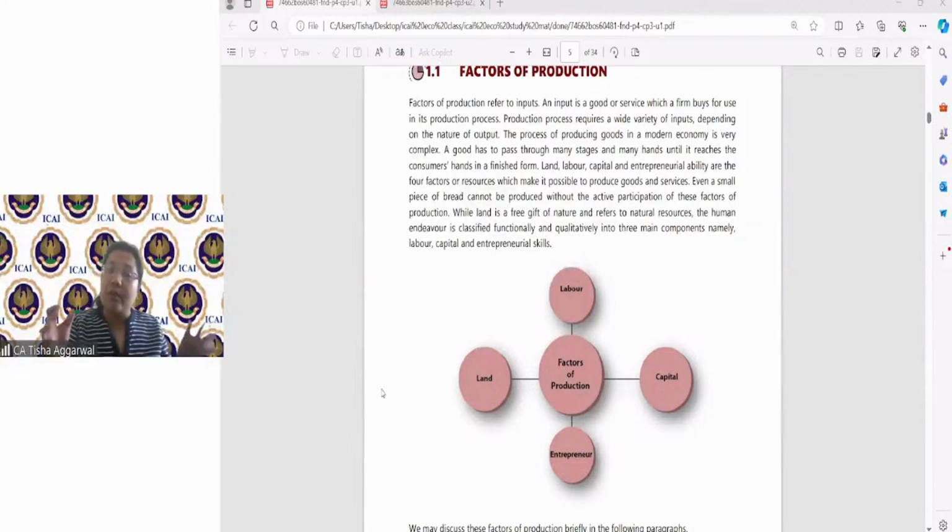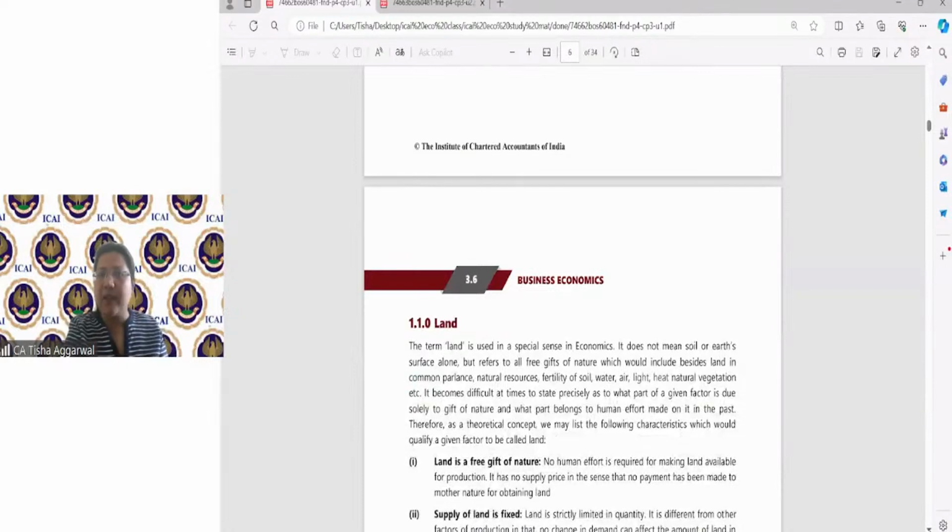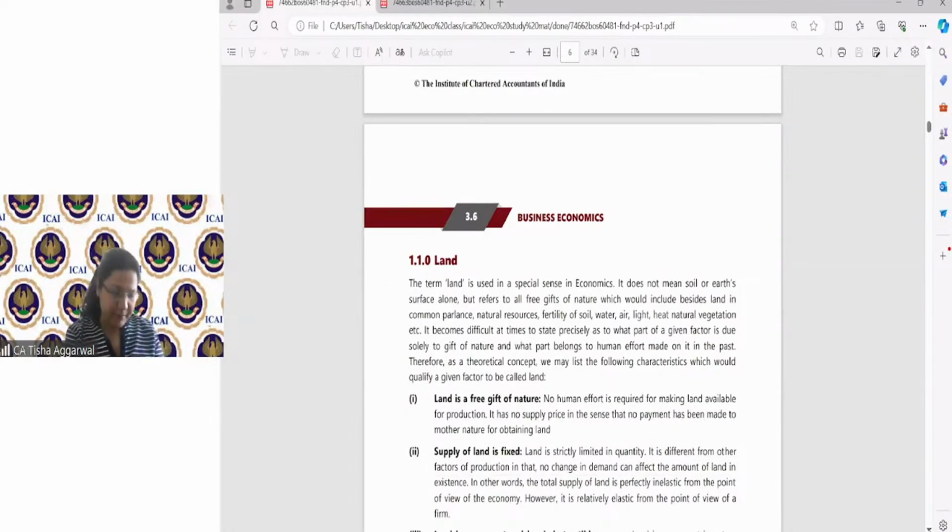Okay. So land, labor, capital, and entrepreneurship will be collectively utilized. And when they are utilized collectively, they bring a product as an outcome. Okay. Let's see if there's any query up till here, or else we will start with the discussion of land in detail.